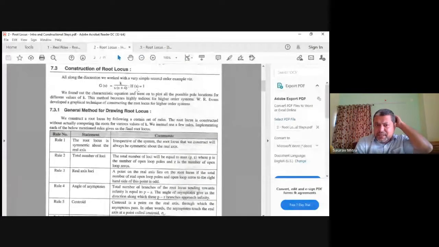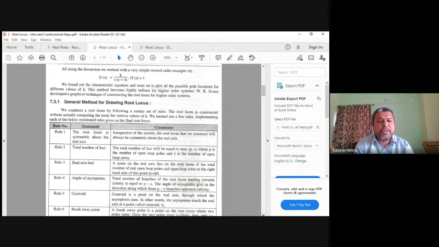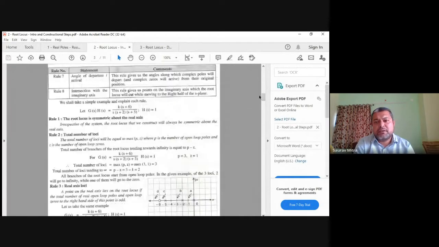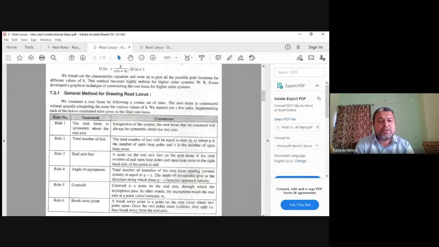By the same numerical, K divided by S into S plus 4, H is equal to 1. So same kind of thing. Rule 1 means step 1 actually. So now we construct the root locus by all the steps. Step 1, I will not call rule, I will call step. What is step 1? Step 1 is that the root locus is symmetric about the real axis.